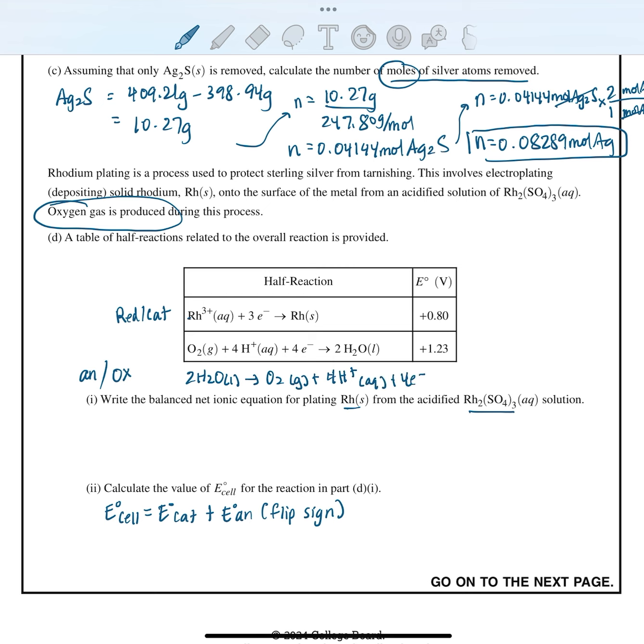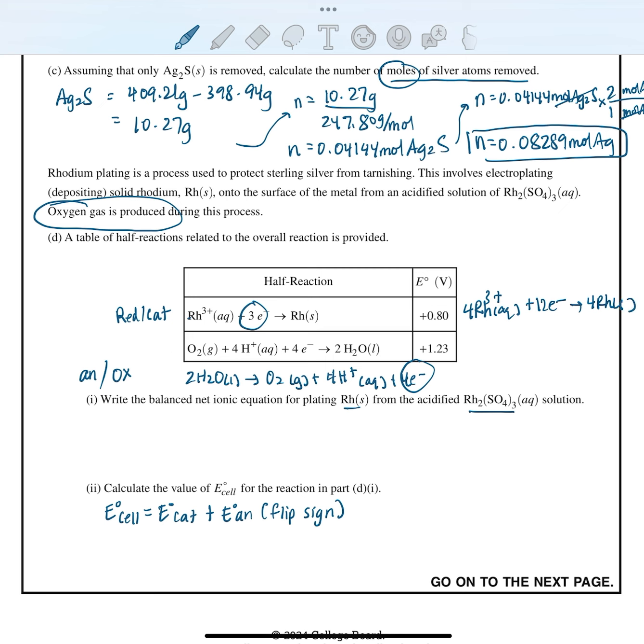So I need to balance this before I add them up. There's 3 electrons gained here, 4 electrons lost. So it needs to be 12 and 12. I'm going to multiply the reduction by 4 and the oxidation by 3, and I will write it down because this will help me. For the reduction, I'll just do it up here. This becomes 4Rh3+ plus 12 electrons produces 4Rh solid.